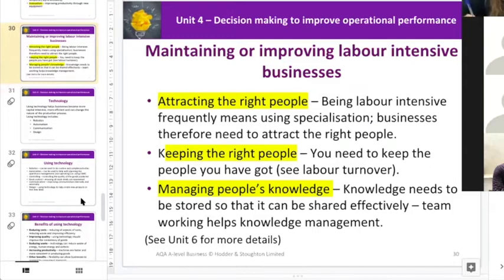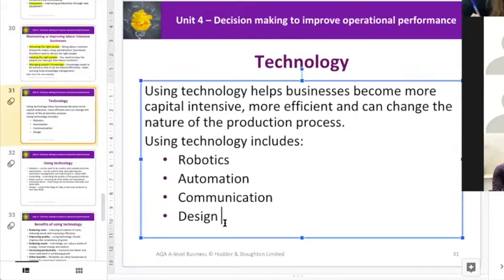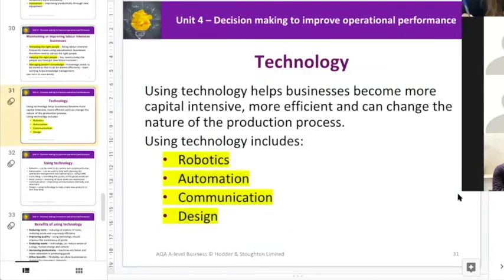It doesn't matter if you're labor intensive or capital intensive. Nowadays, all companies adopt technology in their operations to a certain extent. Some companies rely on technology, and some want to introduce new technology. There are a few things we can think about in technology. We have robotics. Let me just highlight those. In order to help operations become more efficient, we can also use technology like robotics, automation, communication, and design.